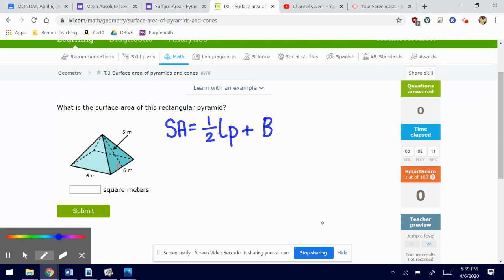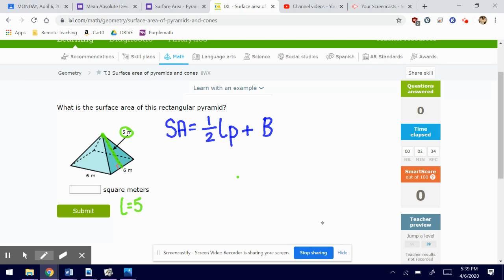So L is going to be your slant height. So that is from the top point of the pyramid down to the midpoint of one of the sides. So what I just highlighted right there in green is the slant length, and that's going to be 5. So I'm going to write down here so I don't forget that my L is going to be 5.